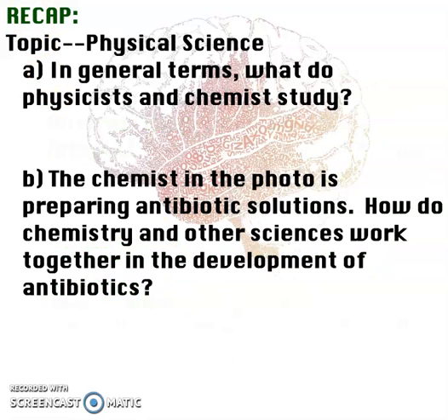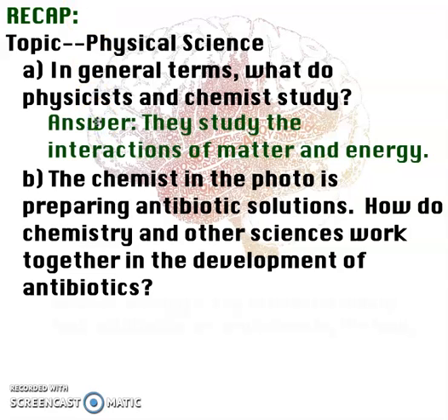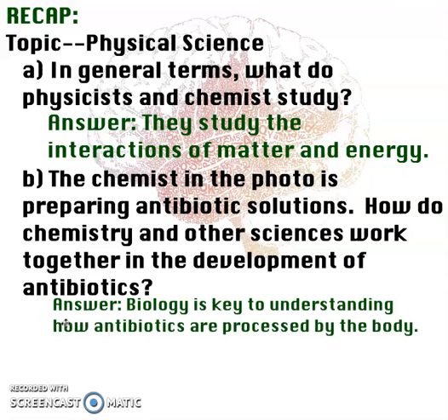Okay, and then there's a picture of physical science in your book. In general terms, what do physicists and chemists study? This one you could definitely get in your notes. They study interactions of matter and energy. The chemist in the photo is preparing antibiotic solutions. How do chemistry and other scientists work together in the development of antibiotics? Could be that biology is the key to understanding antibiotics and how it's processed by the body. So a lot of times chemistry and biology do go together. So a lot of chemistry going on inside of you right now.